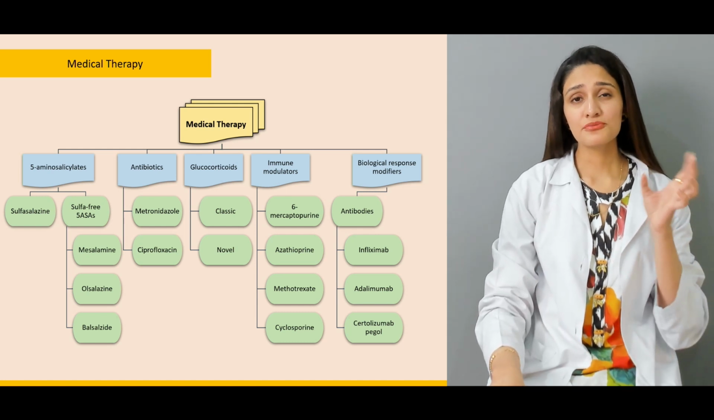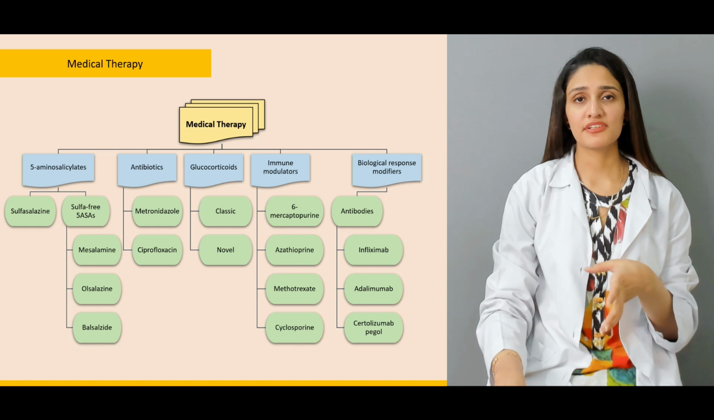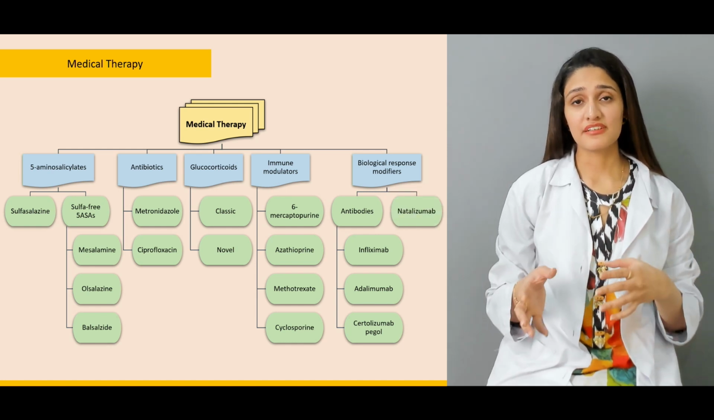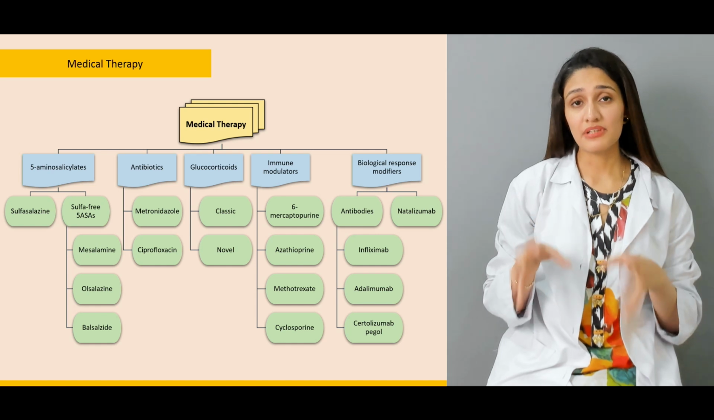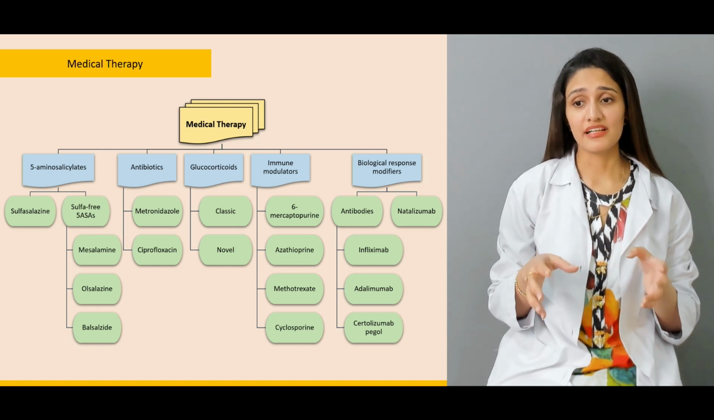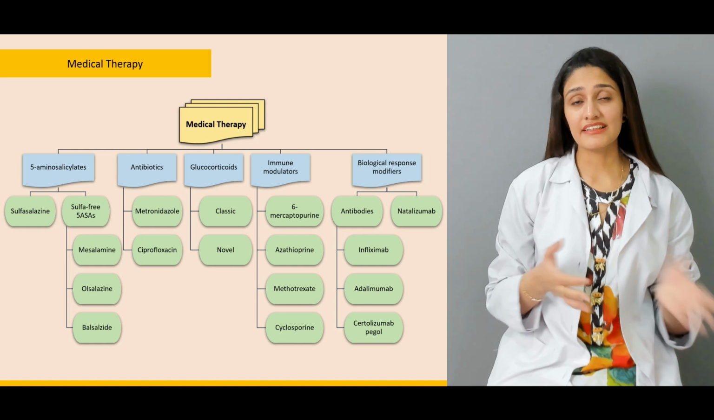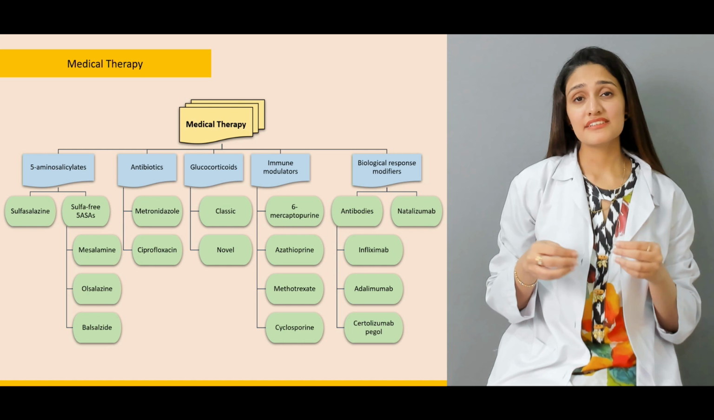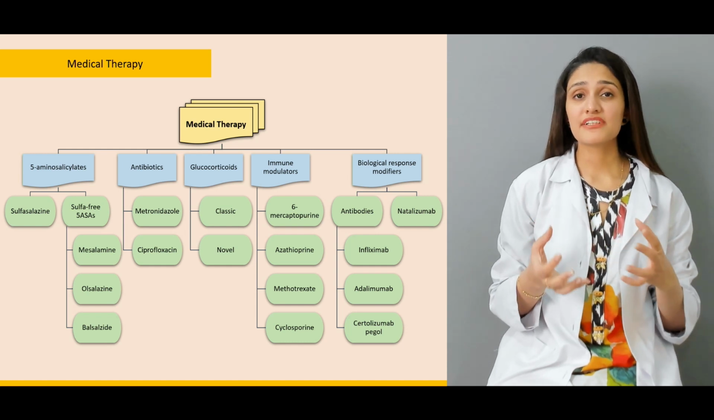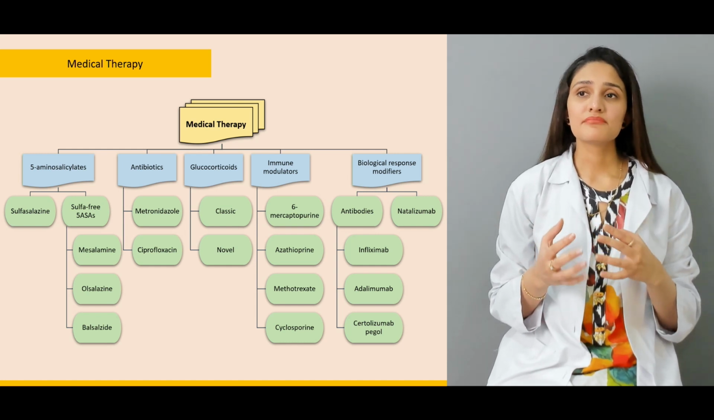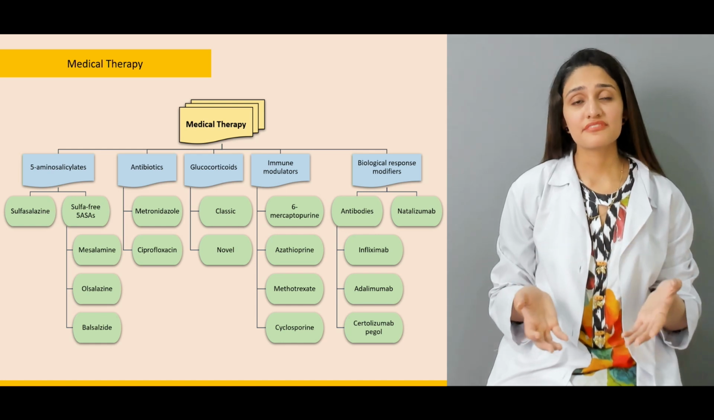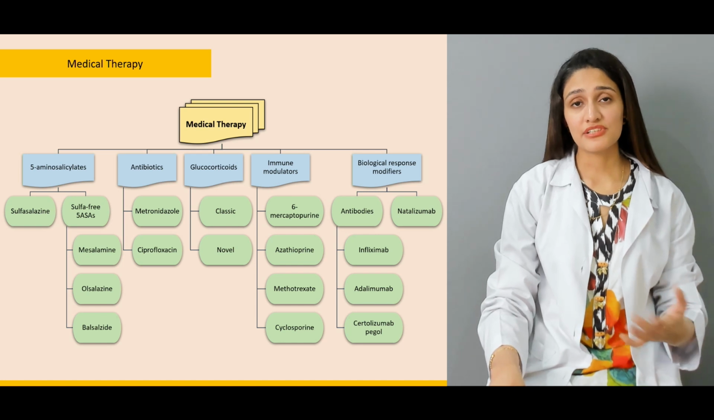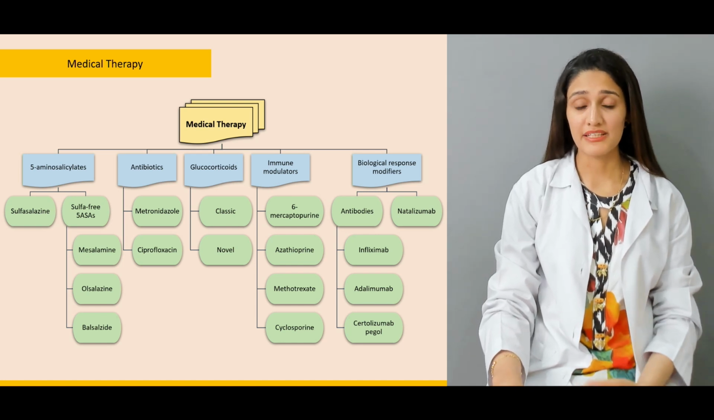Other than that, within the biological response modifiers, we have another group, and there's only one medicine in this group. It is natalizumab. So it is slightly different than the group that we have mentioned before. For these, the side effects are a little rare. They include upper respiratory tract infections, and TB is also seen in patients using these types of medicines.